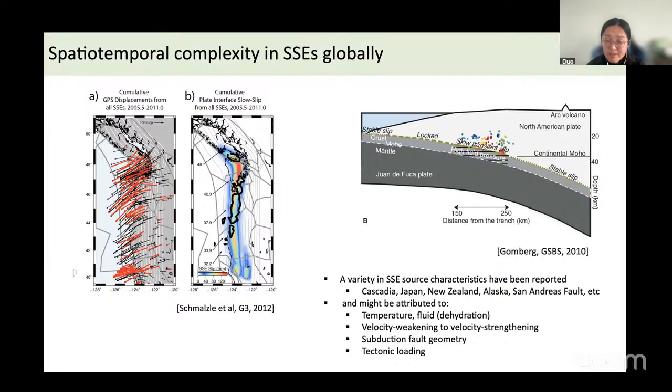So there are some hypotheses that explain the appearance of slow slip. It's mostly related to temperature, fluid, and the frictional transition on the fault. However, so far we don't have a universal explanation for all of the slow earthquakes observed globally.